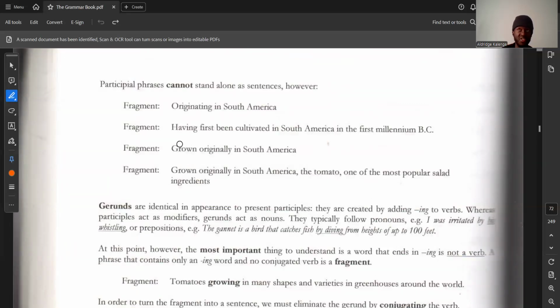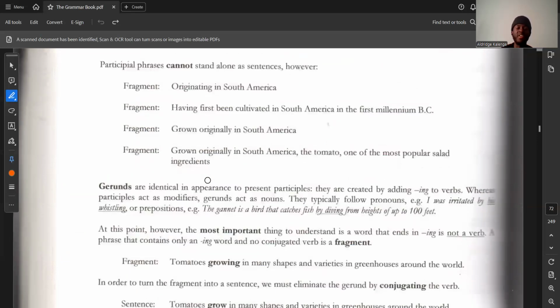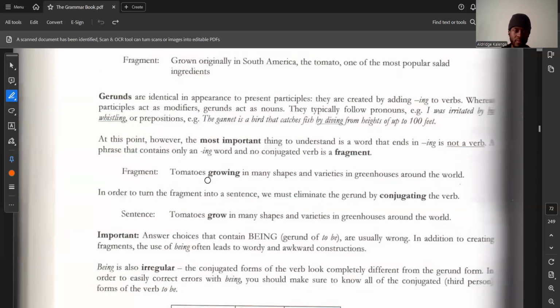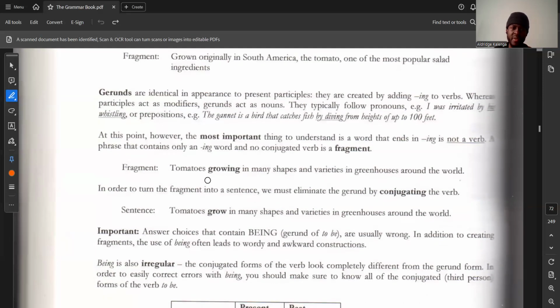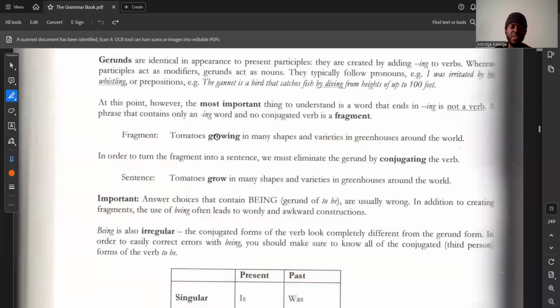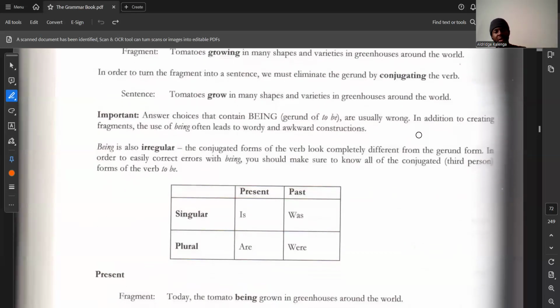Just like prepositional phrases and non-essential clauses, these cannot stand on their own, but you know how to recognize this. So we're good. We're not going to go too much into that. Gerunds are just like participles. If I'm not mistaken, the only difference is that ing to verbs is a gerund, ing to nouns is a participle. I might be mixing that up, but that should be it. So it's pretty much the same thing. The tomato growing in many shapes and varieties in greenhouses around the world. That's a fragment.